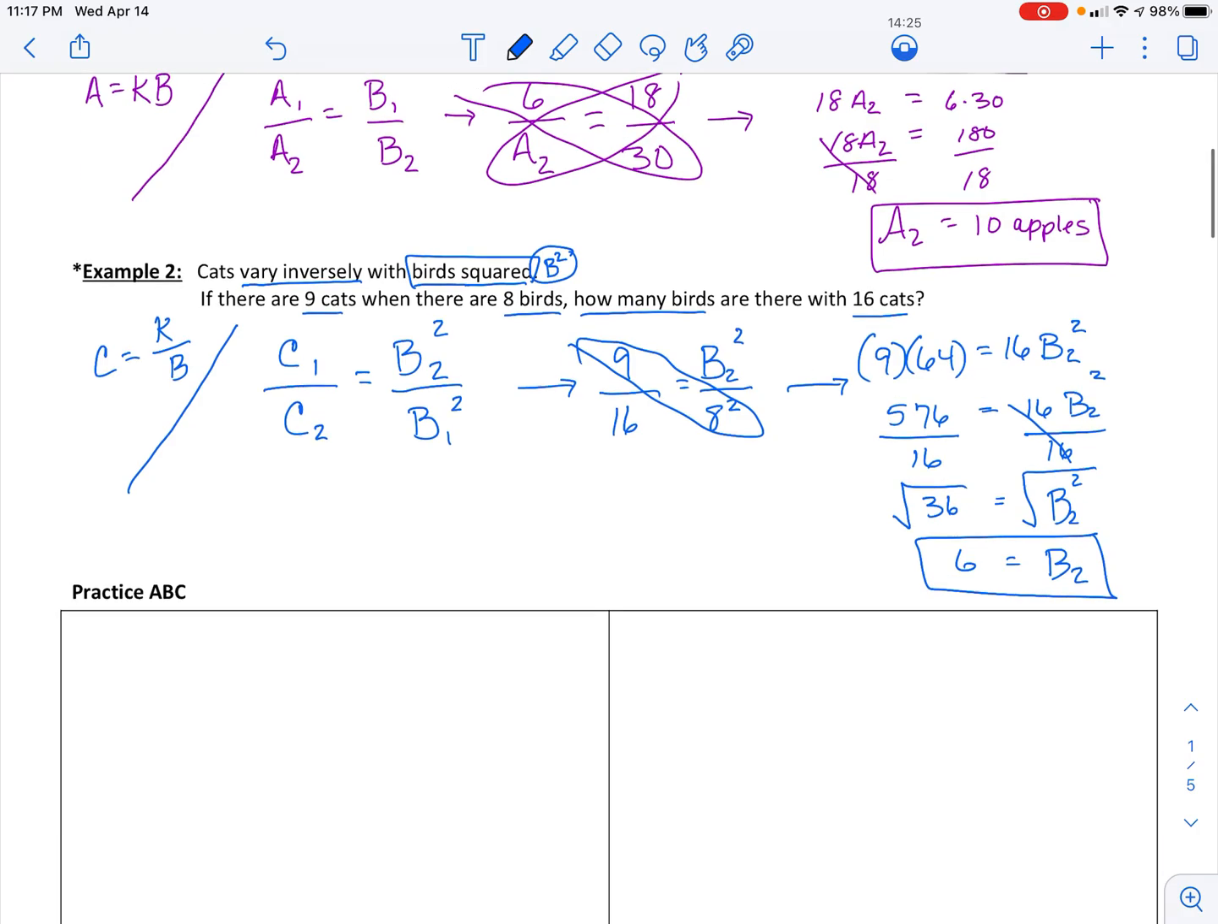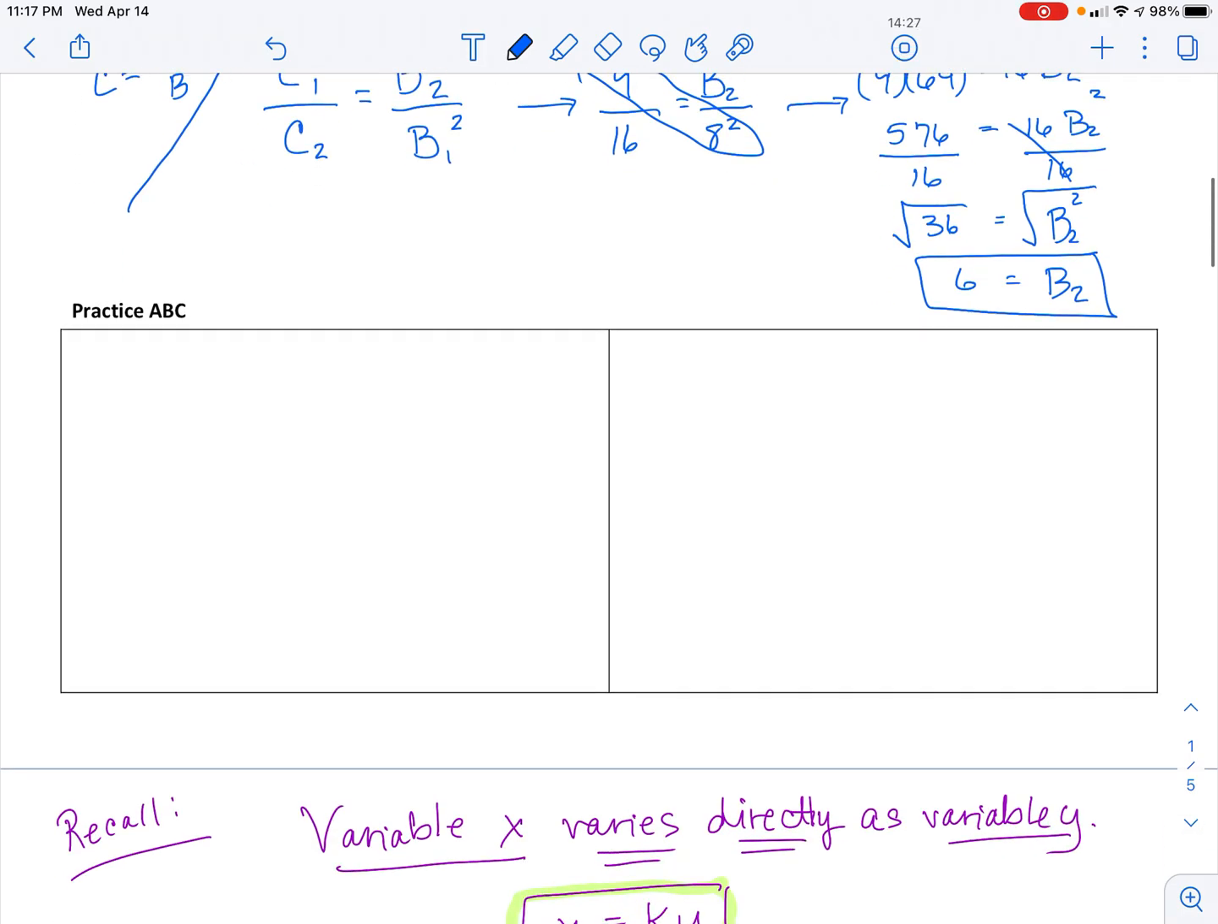Let's go ahead and do practice A and B together. Now be careful when you read these. I actually made the assumption that the first one was going to be varying directly and the second one was going to be inversely. However, they're both varying inversely, so I struggled with why I wasn't getting the right answer. And it's simply because I didn't read it right to start with. So please always make sure, don't follow that mistake I made, and try to read those carefully.